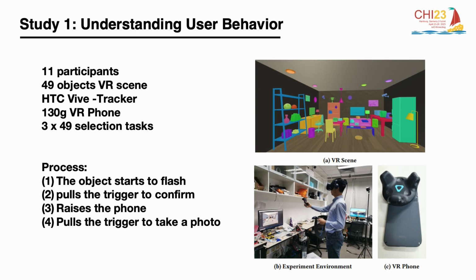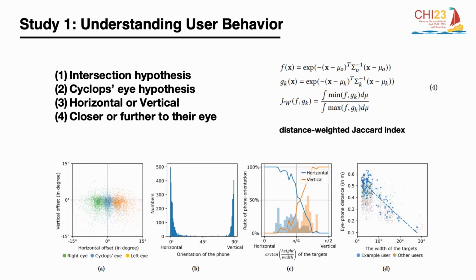The users must stand in a specific position to select the 49 objects in the room 3 times. Users are informed about the concept of occlusion-based object selection and are asked to complete actions quickly and naturally. By collecting user behavior data, we found 4 important features. 1. Users tend to believe that the invisible area corresponds to the intersection area of the two occlusion rectangles formed by the left and right eyes.